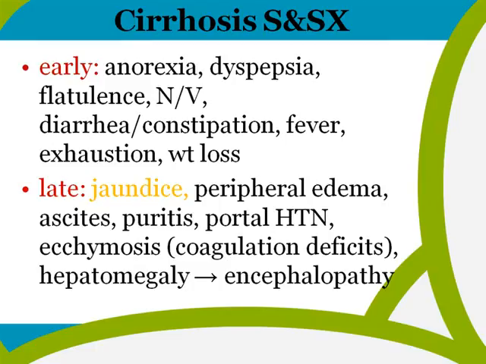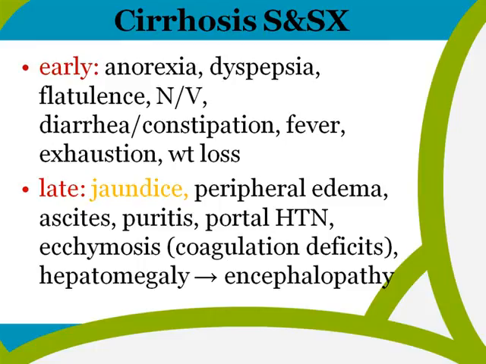Late with cirrhosis is where we start to see jaundice. We mentioned the best places to assess jaundice earlier. We'll start to see some big things like peripheral edema, and that's going to be related to the decreased amount of albumin, and we'll talk about that in just a second. Ascites will also develop. Ascites is the accumulation of fluid in the abdominal space.